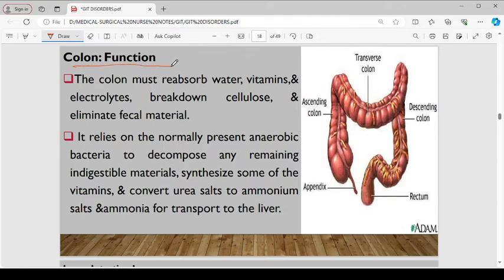So, what is the major function of the colon? The colon must reabsorb water, vitamins, and electrolytes, break down cellulose, and eliminate fecal material. It relies normally on the resident anaerobic bacteria. This anaerobic bacteria will decompose any remaining indigestible materials, synthesize some of the vitamins, and convert urea salts to ammonium salts and ammonia, which will be transported to the liver for detoxification.